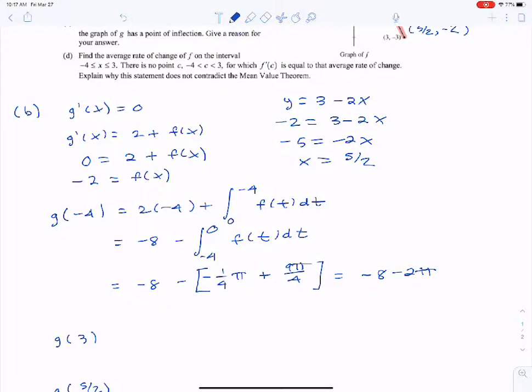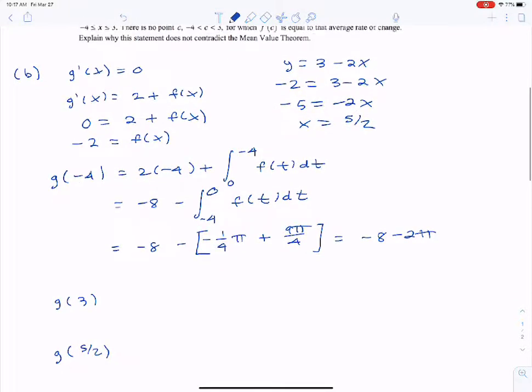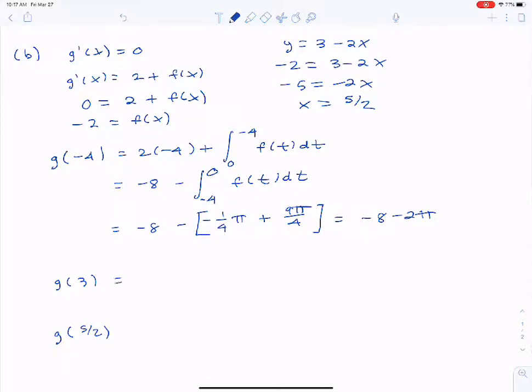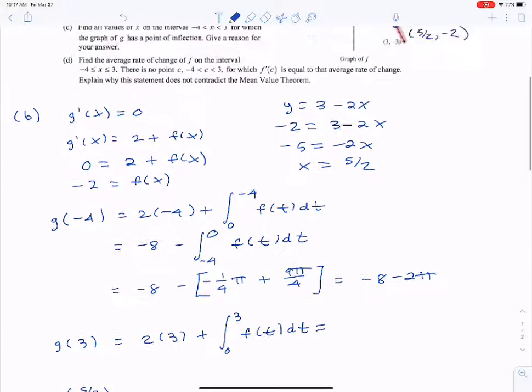If not, I'm going to move on to g of 3. So g of 3 in this case, I'm going to take my function and evaluate 3, so I get 2 times 3 plus the definite integral from 0 to 3 of f of t dt. Okay? Let's go back to the graph.